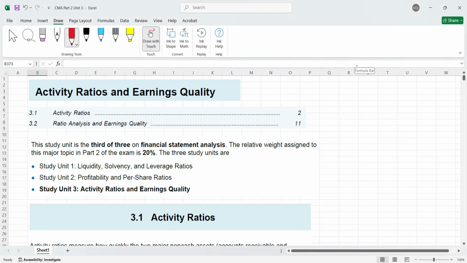So today we are going to talk about the third unit. This unit belongs to financial statement analysis. This is one of the CMA Part 2 domains, which is 20% of your exam. Unit 1 and unit 2, which are about liquidity, solvency and leverage ratios, profitability and per share ratios, have already been uploaded. The third unit I'm going to discuss today is activity ratios and earning quality.